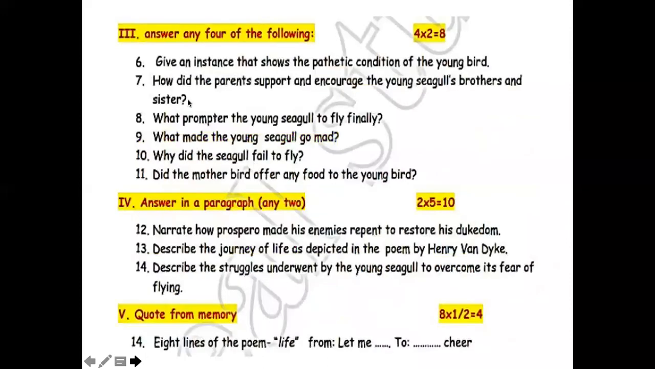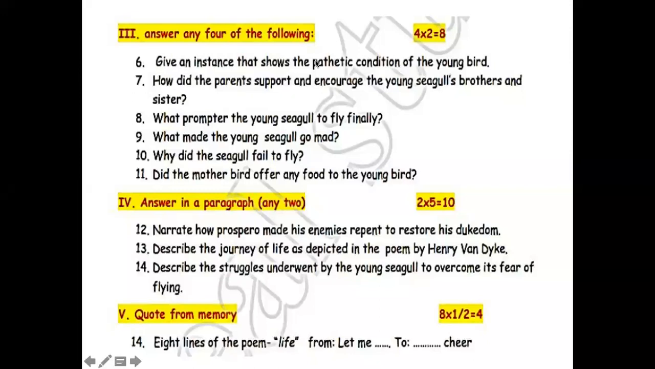Next you have answer the following. This is the pattern for the unit test. So here you have question answers. You have how many? 1, 2, 3, 4, 5, 6 question answers. So here out of 6 you have to answer any 4.